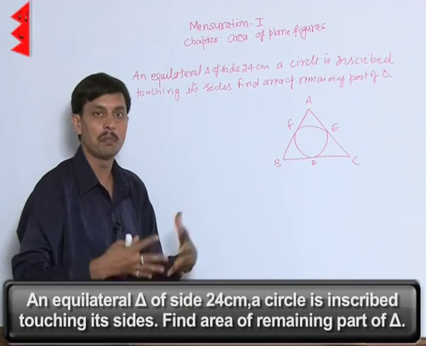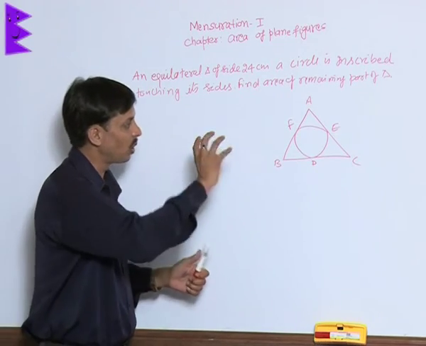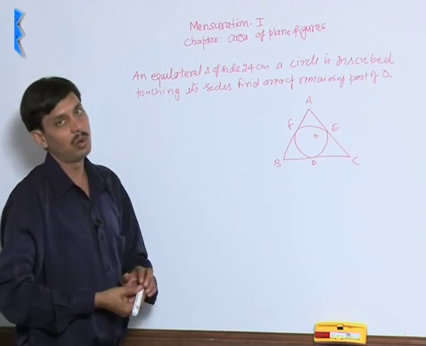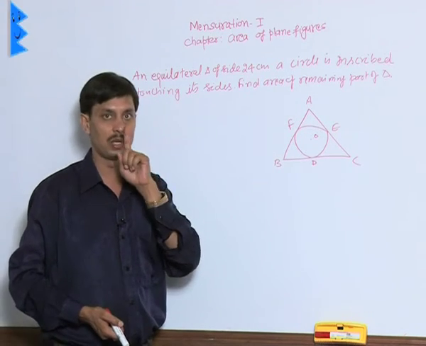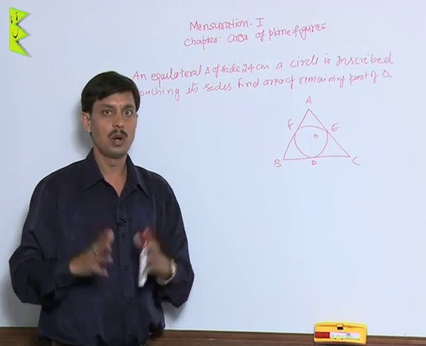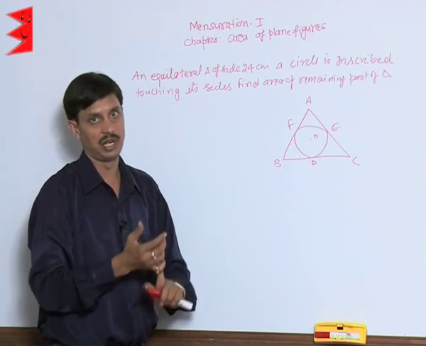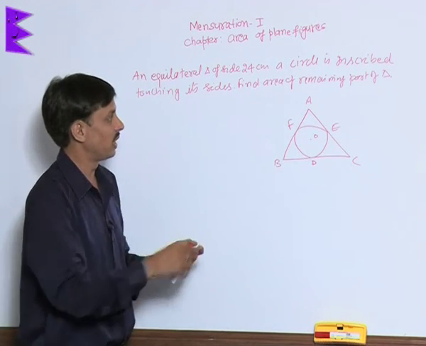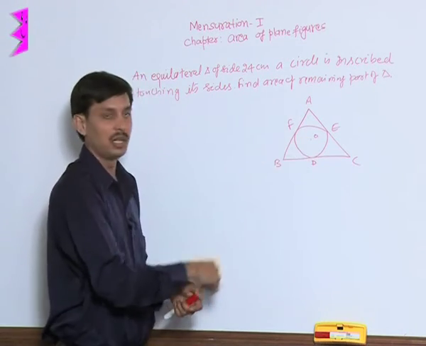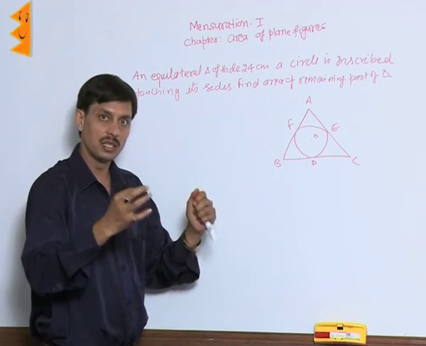Find the area of the remaining part of the triangle, meaning the area of that part of the triangle which is not enclosed by this circle. If I take the center point as O, then I would like to tell you a geometrical fact about the equilateral triangle. In an equilateral triangle, all sides are equal, and all vertices are equidistant from the incenter and circumcenter. One more important thing is that in an equilateral triangle, the incenter, the circumcenter, and the orthocenter all coincide. They are at the same position.